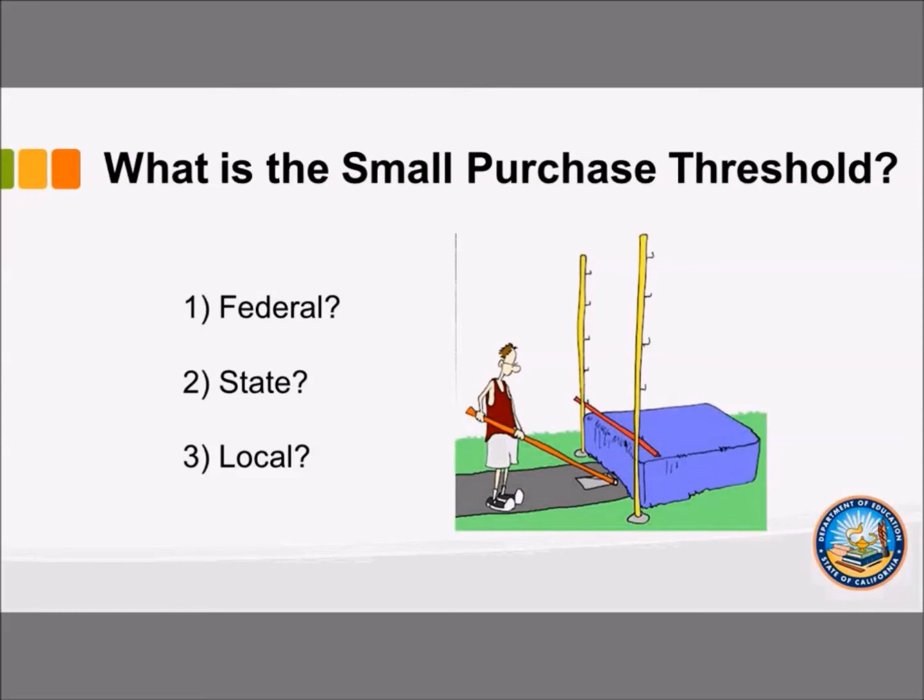The small purchase threshold depends on the type of agency making the purchase. There are three main small purchase thresholds: the federal threshold, the state threshold, and the local threshold. Agencies must identify which threshold pertains to their agency. Let's review each one separately.